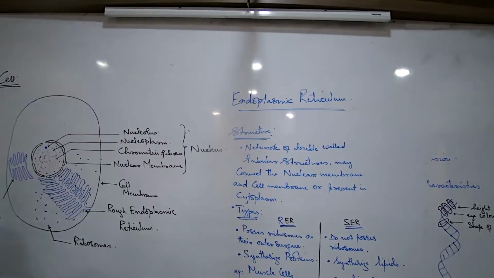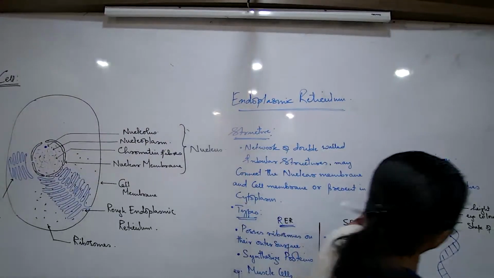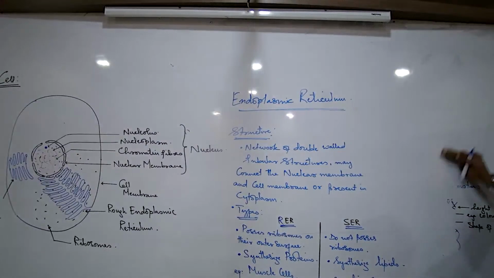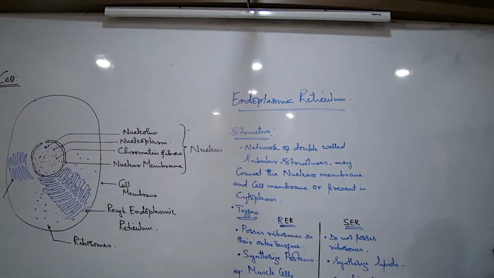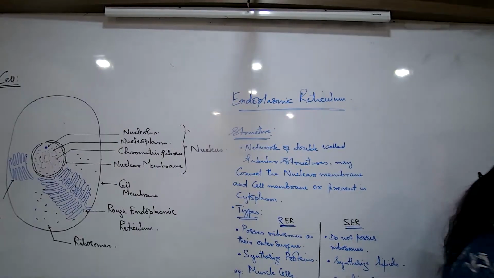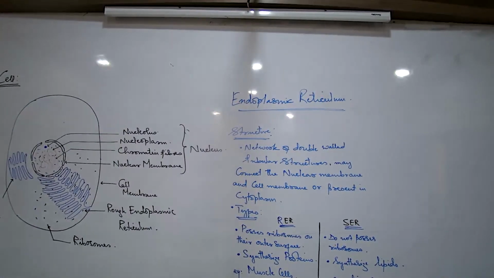But that was the specific functions of RER and SER. Then otherwise, what is the general function of the endoplasmic reticulum? What is the endoplasmic reticulum doing? Look here, in this figure, if I show you, can you see on the outer wall there are some granular structures attached?